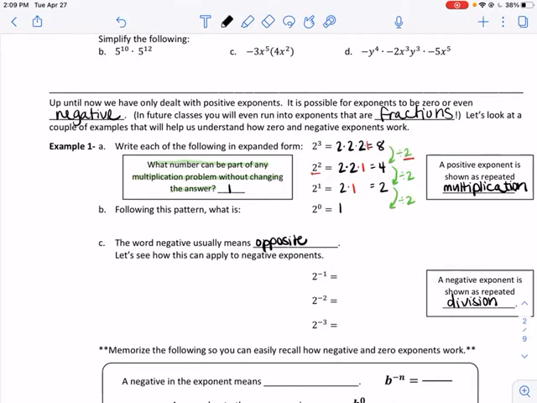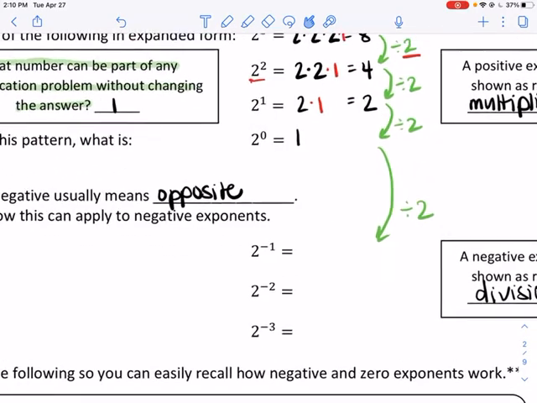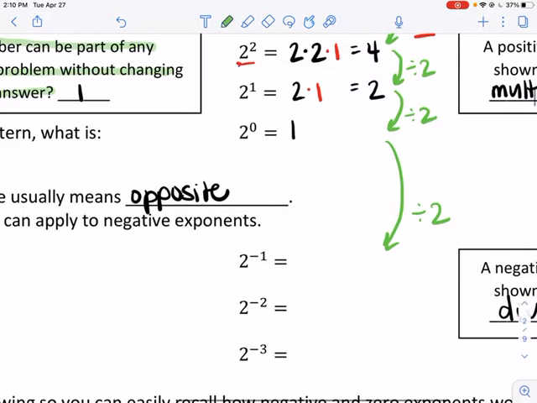Let's keep our pattern. If every time we move down 1 in our exponent, we divide by 2, what's 1 divided by 2? Well, I'm going to write it with a little fraction bar. Let's zoom in a little bit. Okay. I have 1 divided by 2. It equals 1/2.